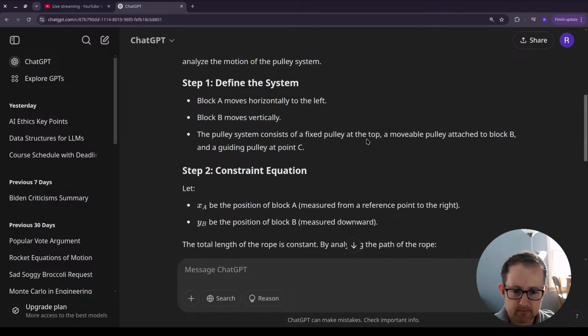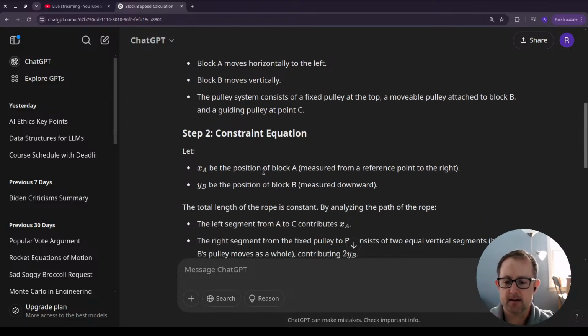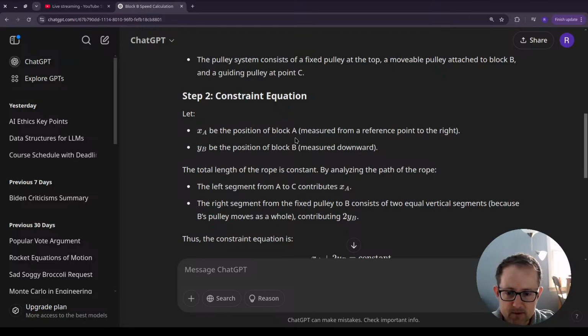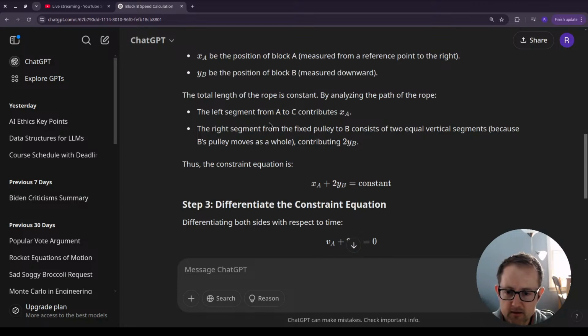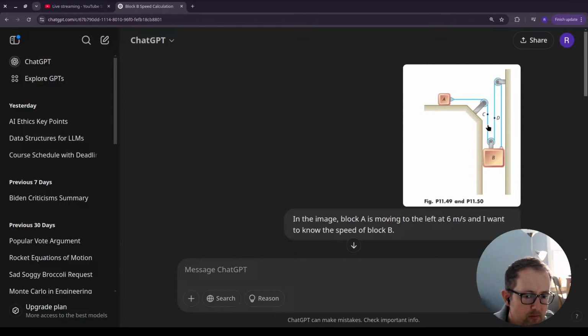And the pulley system has a fixed pulley at the top and a movable pulley attached to block B, and that's true. Wow, all right, so we're not doing so bad. Better than before. We let XA be the position of A and YB the position of B, and the total length is XA plus 2YB, constant. So let's try that. But here really YB is this chord plus that chord plus this chord. So at least to me, this looks like 3 times YB.